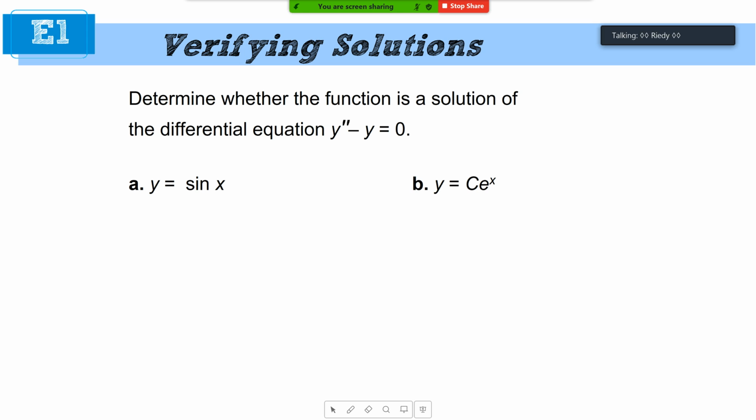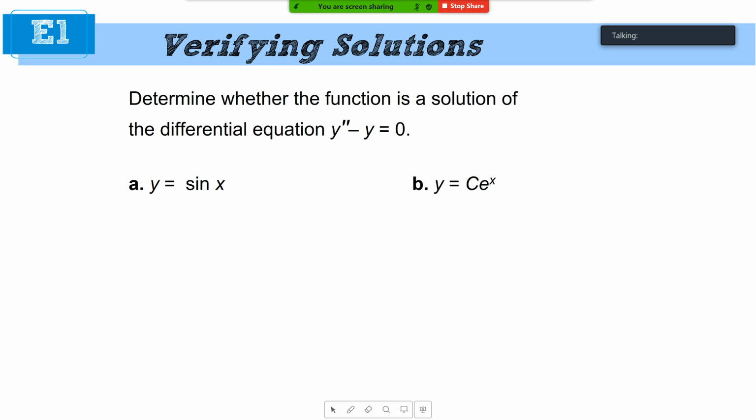Okay, so we're going to start with something simple. Here's a differential equation. Y double prime minus y equals 0. And I would like to know, 2 different problems here. I would like to know if the function sine of x satisfies that differential equation. I would also like to know if c times e to the x satisfies that condition. And if you're fairly good at pattern recognition, you can pretty much figure out that there's 2 examples, so one of them will probably work, and one of them probably won't.